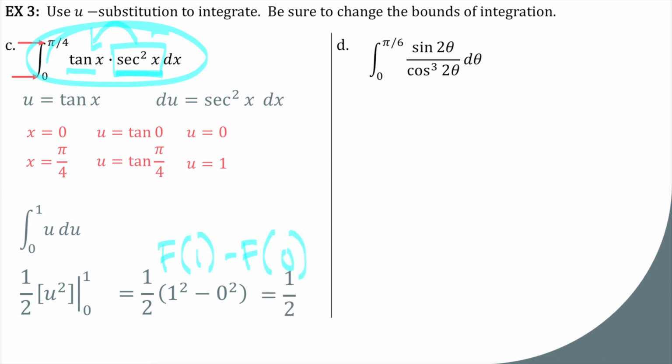It's just 1/2. Part D looks horrible and scary, doesn't it? So what are we going to do with that one? What would u be? What's an inside function?